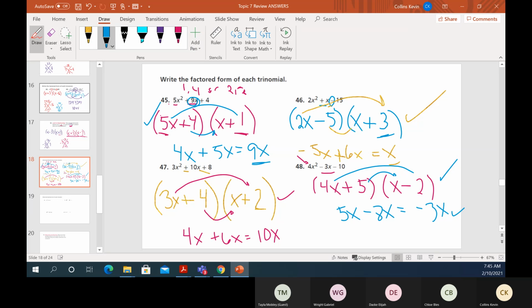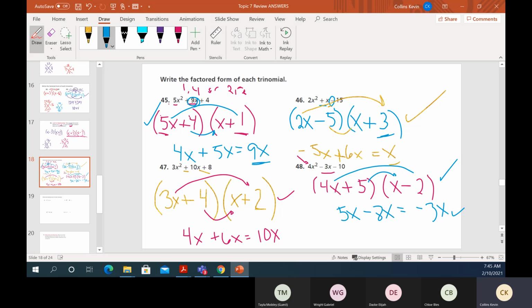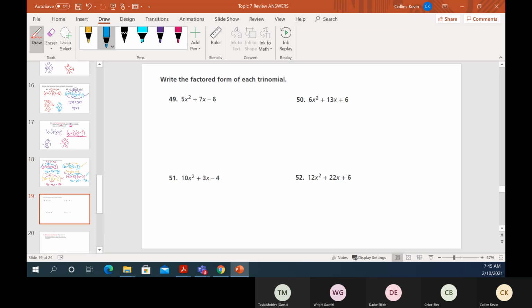All right. Let's continue on. Is this the same thing? No, it's different. All right, so same deal here. We got a 5 out front, and the only way to do that is 1 times 5. I'm going to go ahead and set up. We'll have a 5x and an x.